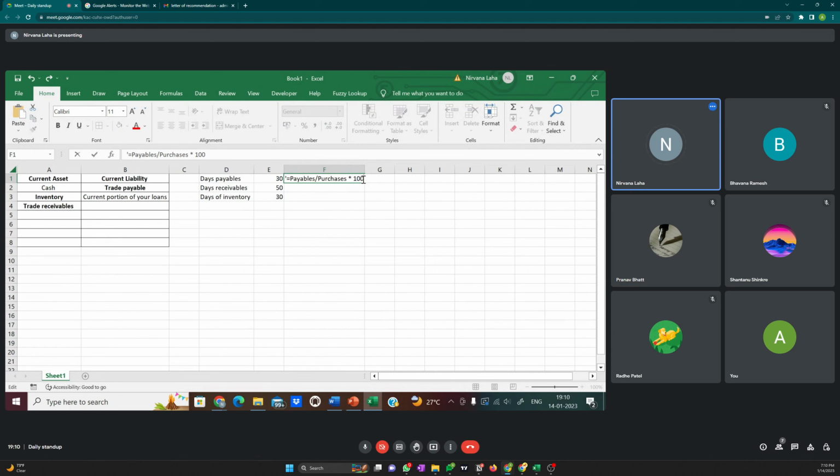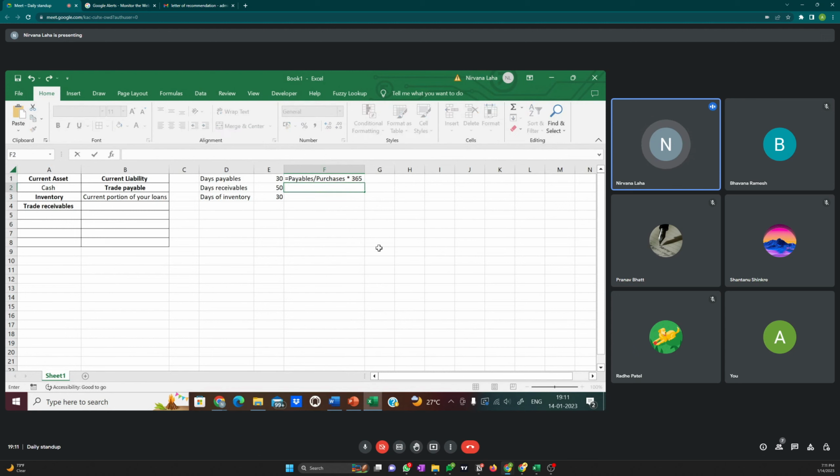But here instead, they express it as a year, number of days in a year, because the purchases happen over 365 days. Suppose purchases are 100, and they happen over 365 days. And your payables are 50. That means the days payables is 50 by 100 into 365, which is half a year, approximately 182 days. Are you guys able to understand logically what it means? Yes. Okay, cool. So this is the formula for days payables.